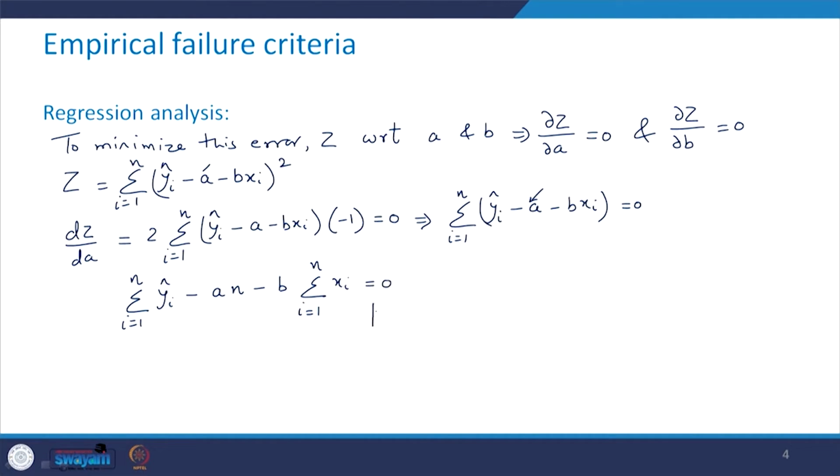So from here I can obtain the expression for a in this manner: summation yi cap upon n, where this i is varying from 1 to n, minus b times summation i varying from 1 to n xi divided by n. Make this equation number 1.